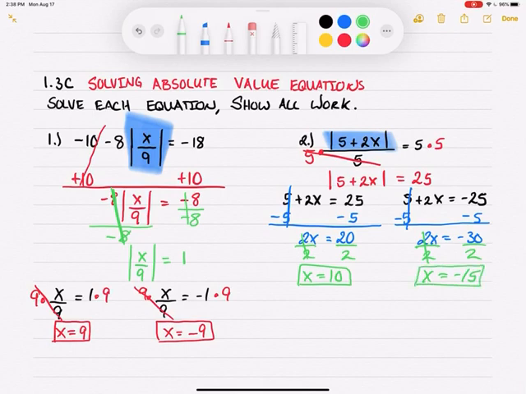Alright guys, that was our second look at solving absolute value equations. Remember, you have to get the absolute value completely by itself before you can set up your two equations and solve.